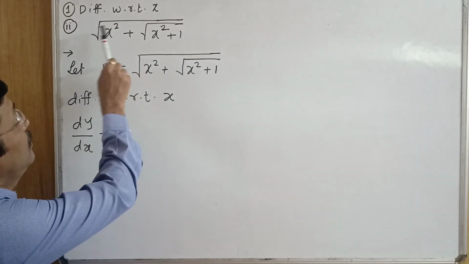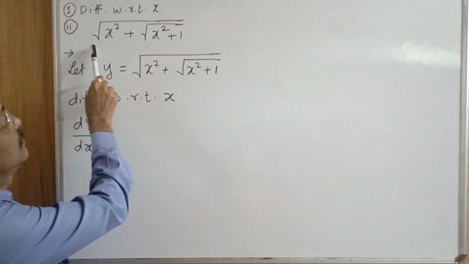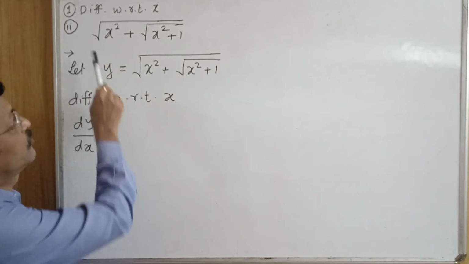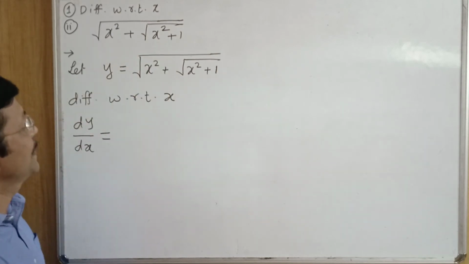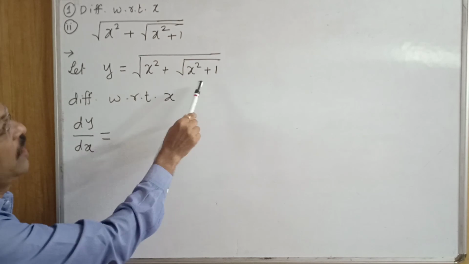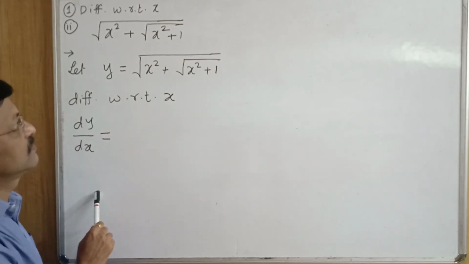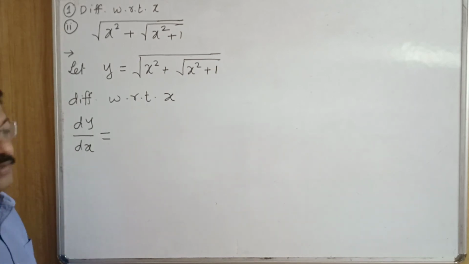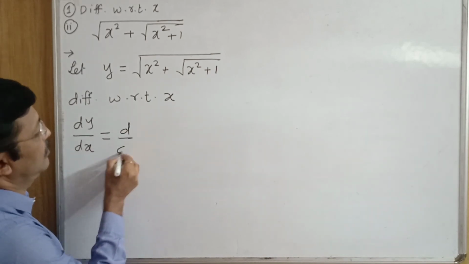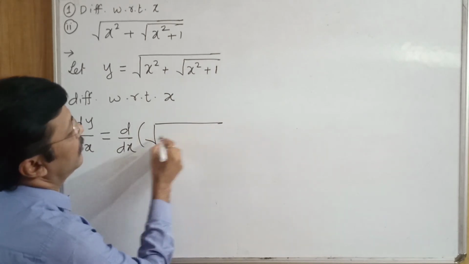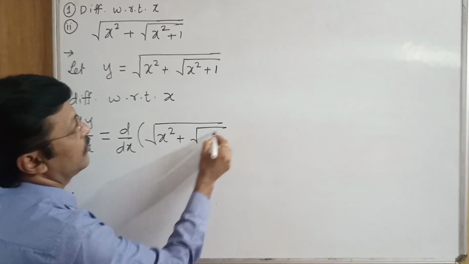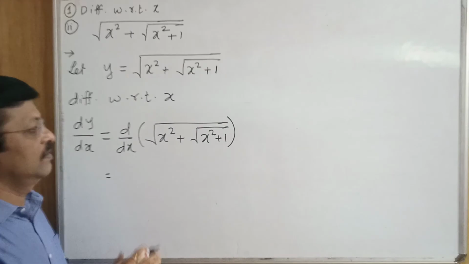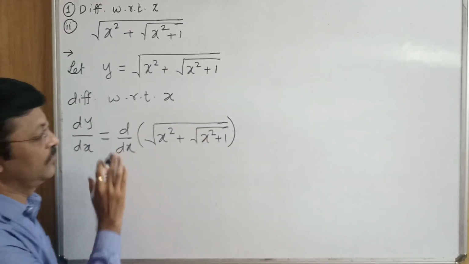See this new example. Differentiate with respect to x, square root of x square plus another square root here, x square plus 1, square root of x square plus root of x square plus 1. So as usual we consider this function as y and find dy by dx. So we have to differentiate with respect to x. I get dy by dx on left side, and on right side d by dx of, what is the right side? It is d by dx of root of x square plus, just I have to write the same thing here.